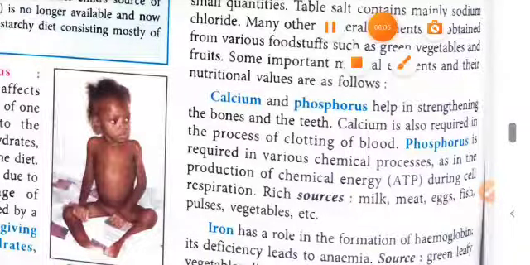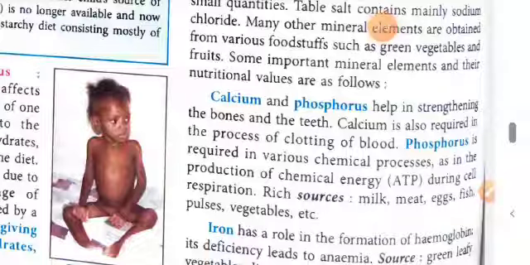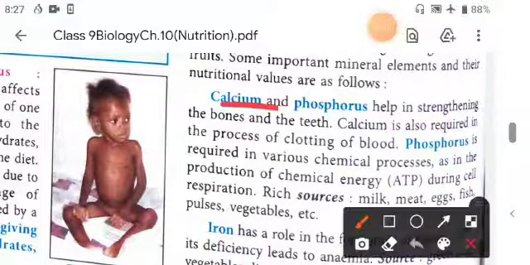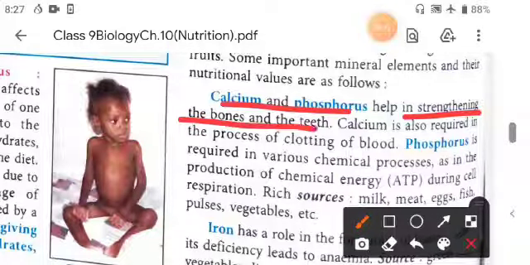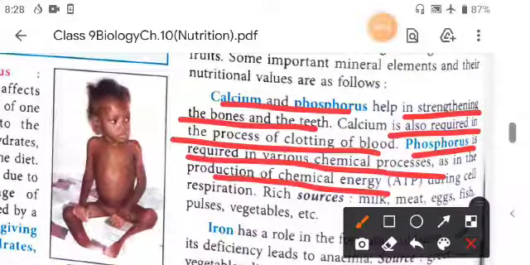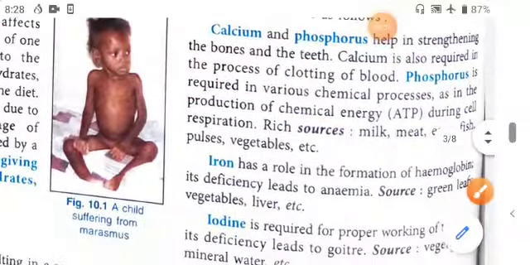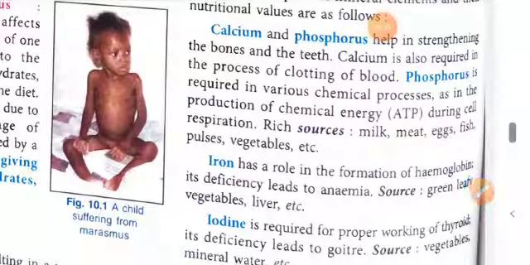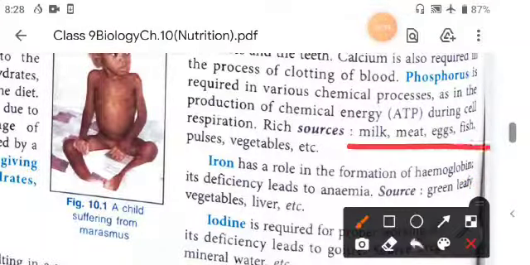About the minerals, first is calcium and phosphorus. It helps in the strengthening of the bones and the teeth. Calcium is also required in the process of clotting of blood. Phosphorus is required in various chemical processes, as in the production of chemical energy, ATP, that is adenosine triphosphate, and during cell respiration. Rich sources are milk, meat, egg, fresh pulses with vegetables, etc.